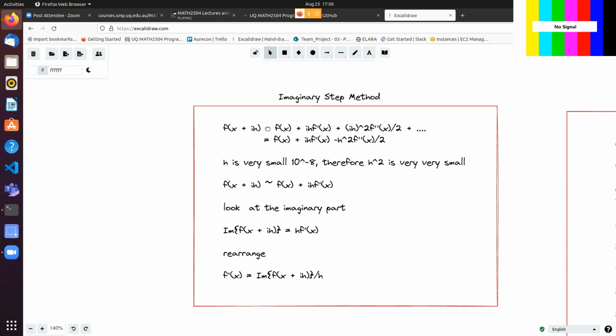So i is the imaginary number, h is this small step, and f dashed x, then you're going to get this higher order term. Because it's an imaginary number, when you square it, you get a minus. So you get f of x, i h times the derivative of f of x, minus h squared, blah, blah, blah, plus some higher order terms.